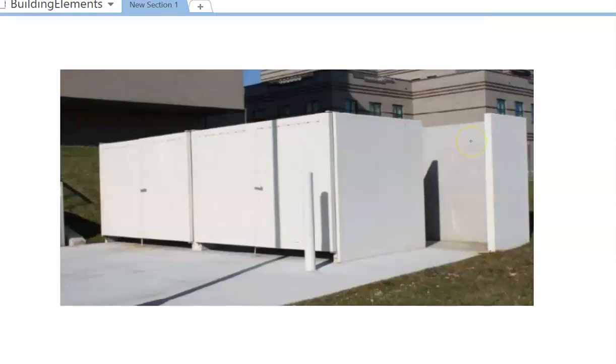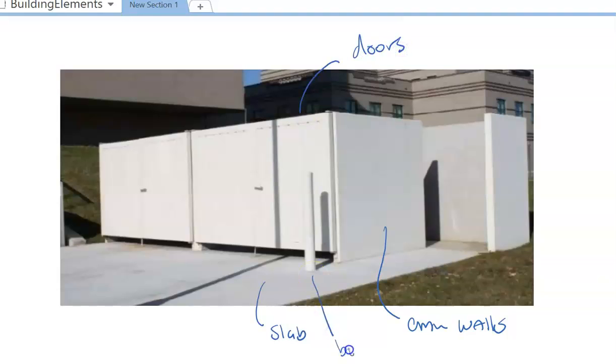And what you're looking at here are your CMU walls. Here's your slab. Here's the doors. Here's a bollard. A bollard is just typically concrete so that the truck won't run into it.